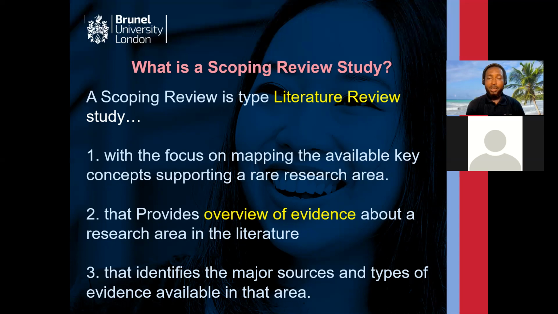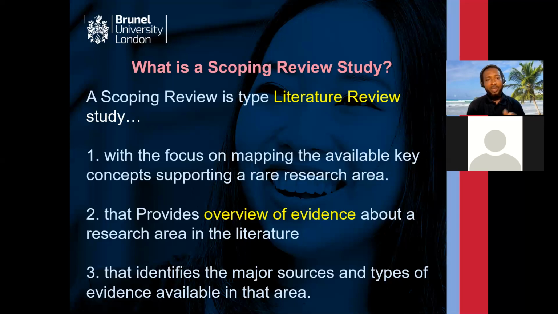And one thing, just the 3 points you would always want to note whenever you're doing scoping review, is to understand that a scoping review has this focus on mapping the available key concepts supporting a rare research area. One of the strengths of scoping review is that if you have some research areas that are still rare, that you think haven't gotten some research, or there hasn't been some very obvious knowledge about that area, and you just want to know exactly what kind of evidence or information or types of research have been around within that area.